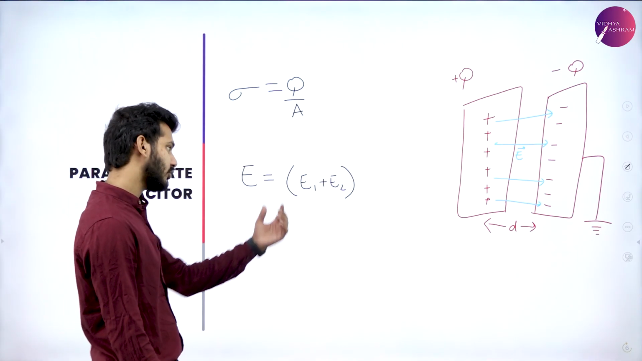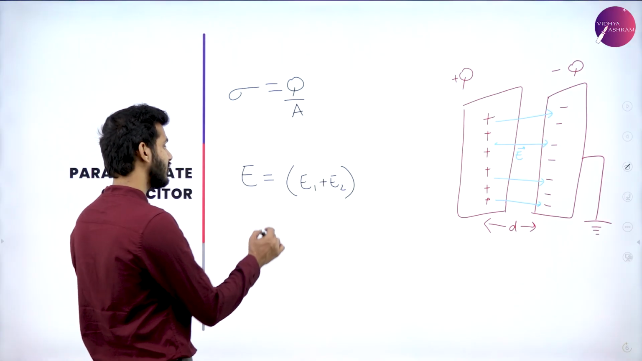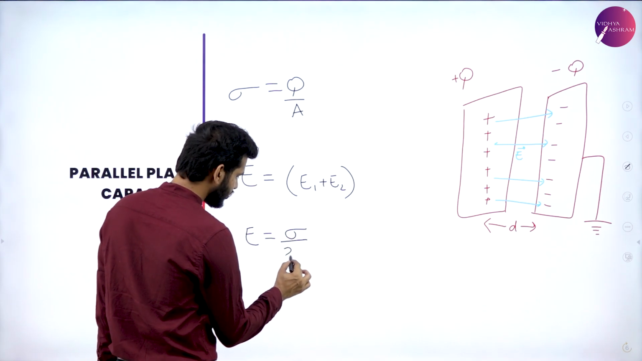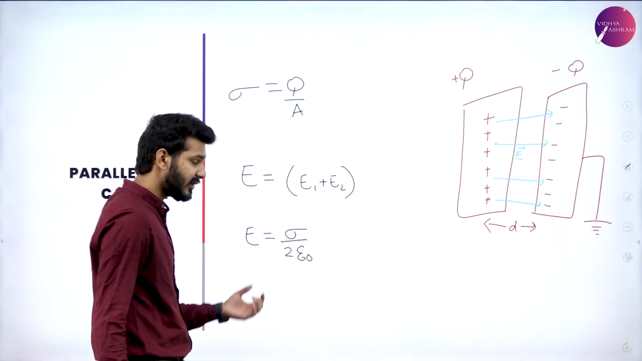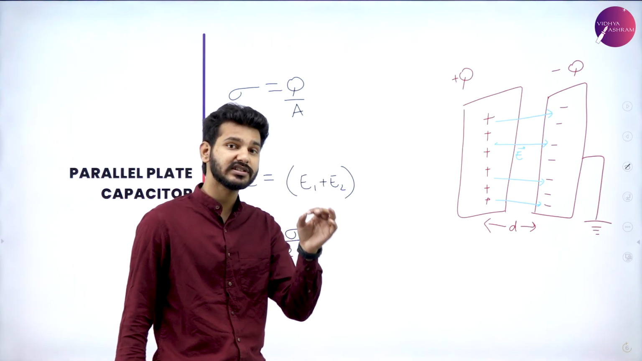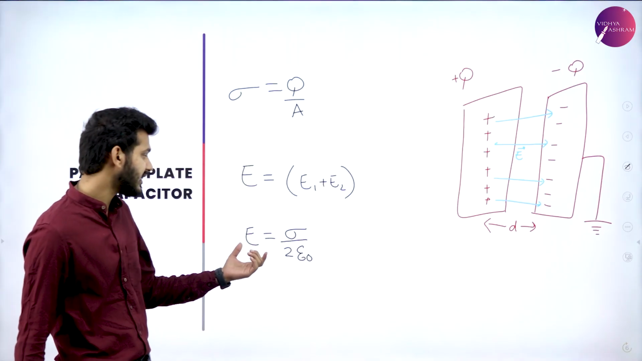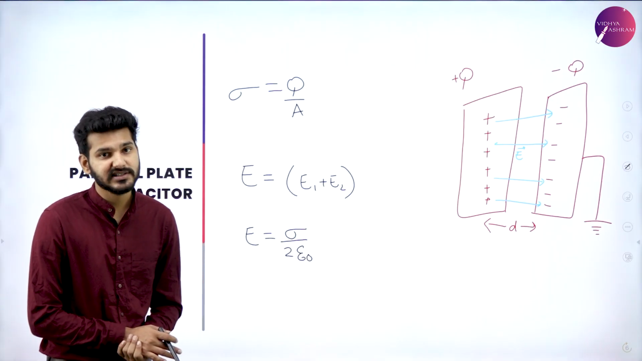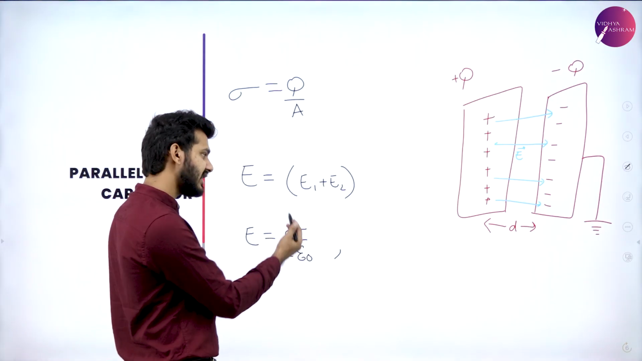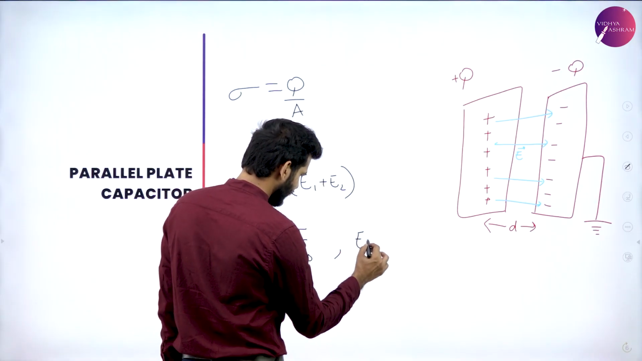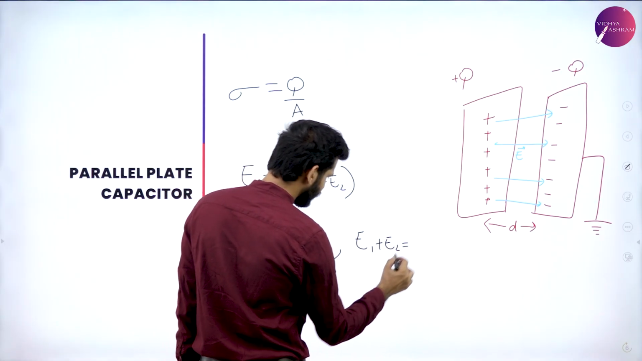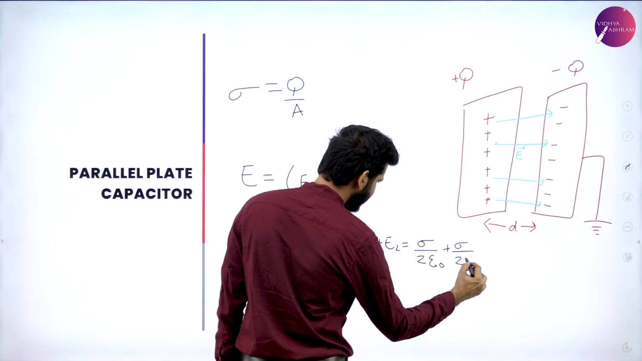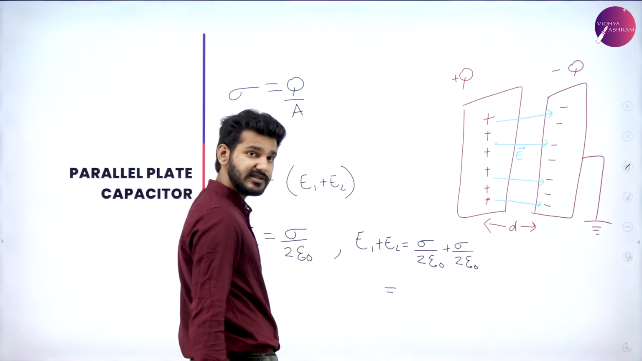Let's say for argument's sake both are equal at this point. Even then we have to write it as E is equal to sigma divided by 2 epsilon naught. If you remember the first chapter under Gauss's law applications, we found this proof for the electric field due to a plane uniformly charged sheet. Now we have two sheets, E1 and E2. So we can write E1 plus E2 is equal to sigma by 2 epsilon naught plus sigma by 2 epsilon naught. So how much will this be?